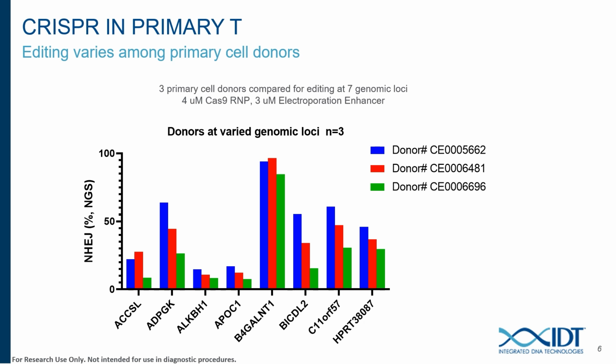And we see a trend that the first donor, which is the blue bars, always edits pretty well across these 7 different loci. Then the second donor in red edits slightly less efficiently, and the third donor in green, even less total editing is observed. So going forward, we always screen multiple donors so that we have more than one biological replicate for each experiment.